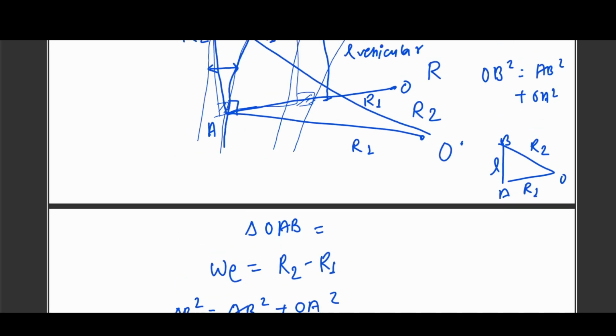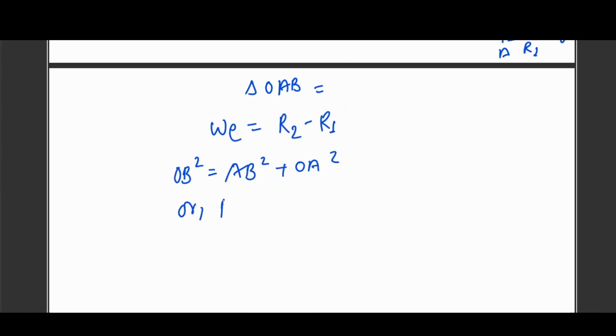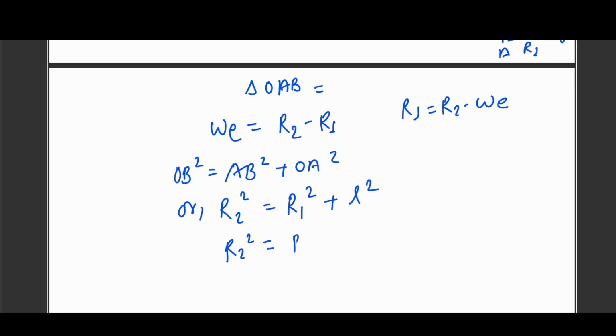And what is OB? OB is O and B, OB is R2. R2 square equals AB square plus OA square, where OA is R1. No, AB equals L. Okay, fine. We can write like this as well. So we know that R1 will be R2 minus W. So R2 square equals (R2 minus W) whole square plus L square.